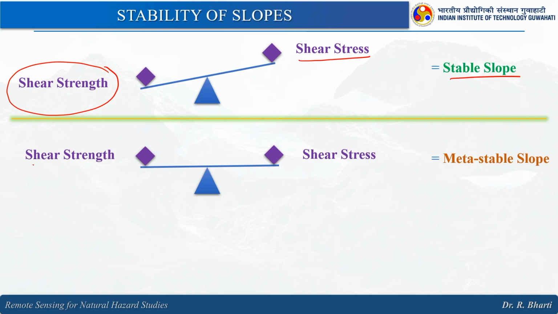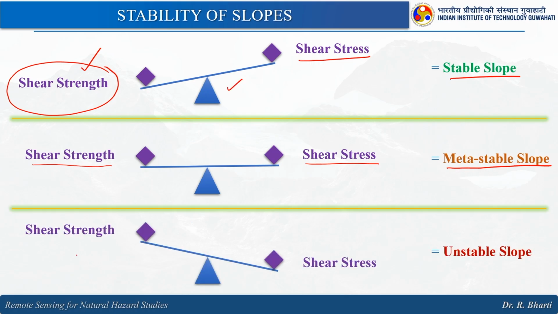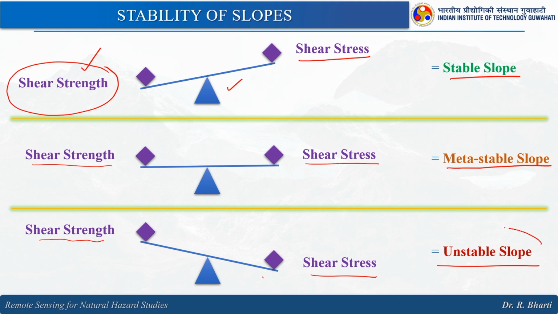Next one, where shear stress is just above the shear strength, we call it metastable slope. So, it is not very stable compared to the previous condition, but it is a metastable slope. Now, the third one, here you can see the shear strength is less than your shear stress, this is unstable condition. So, the slope is in the unstable condition, clear. So, here you can expect the landslides.